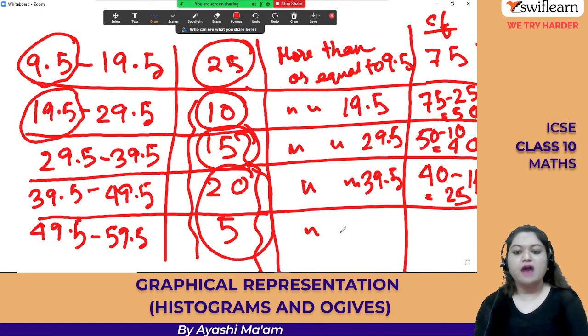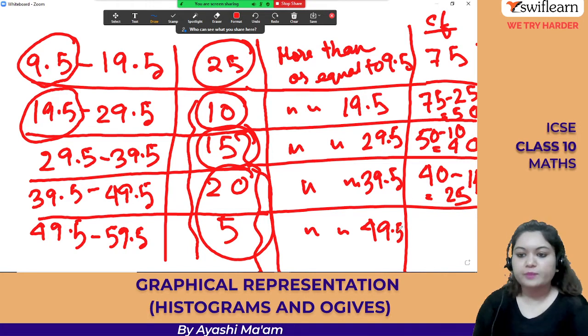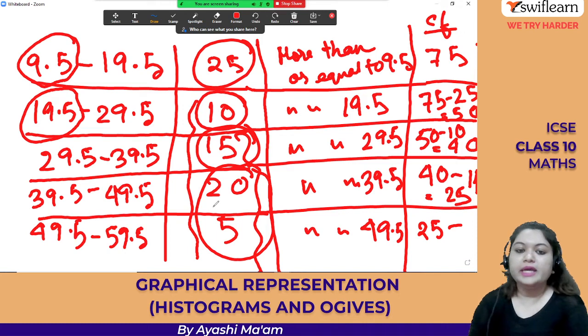And next we have more than or equal to 49.5. That means 25 minus, what will it be?